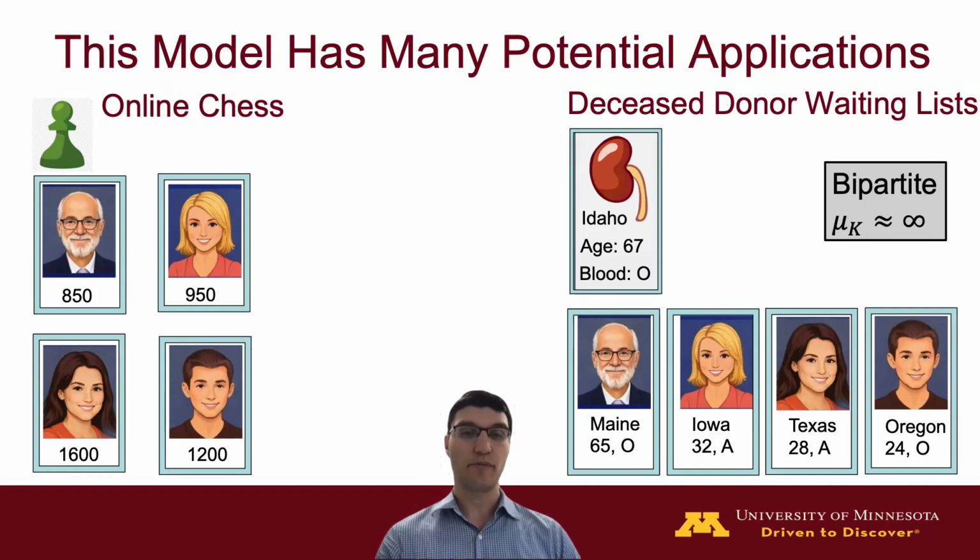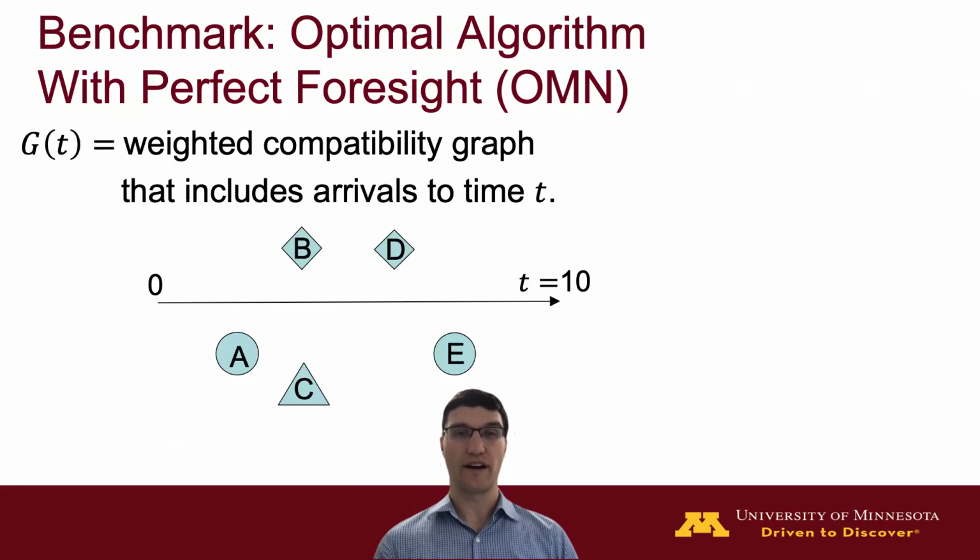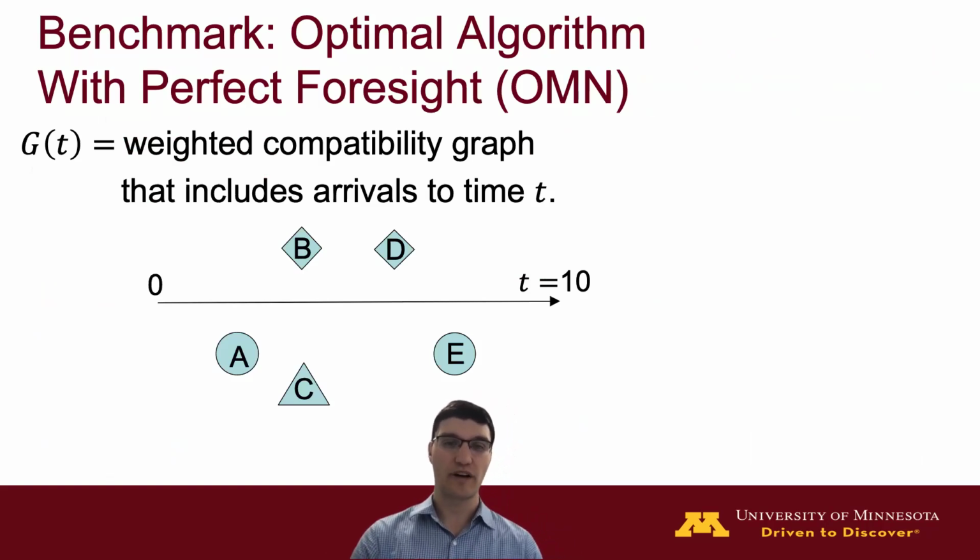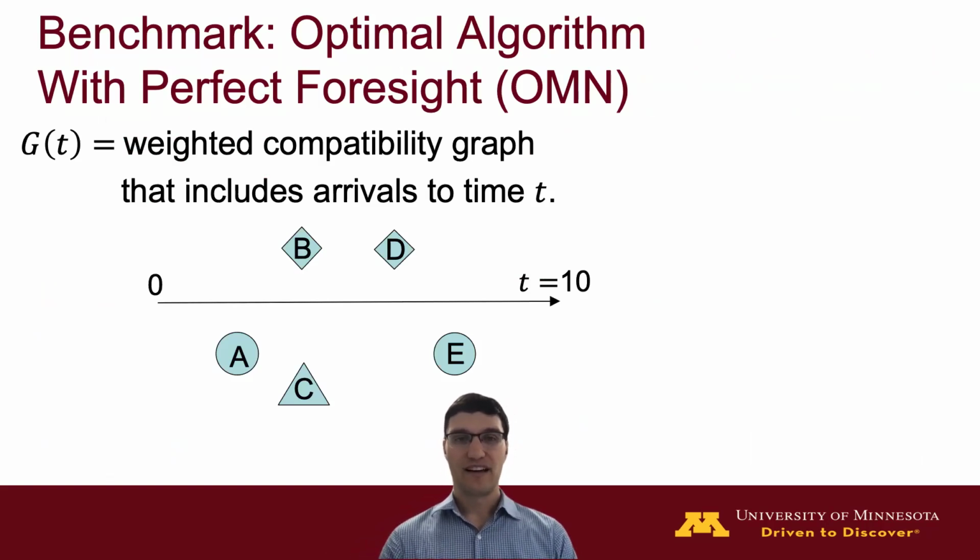And in order to say what we mean by does well, we need to have some sort of benchmark of performance of like what is good. And so our benchmark is what we call the omniscient algorithm. And so I want you to think of this as follows. So suppose we're interested in some finite time window, say t equals 10. And during this time, it turns out 5 agents were going to arrive.